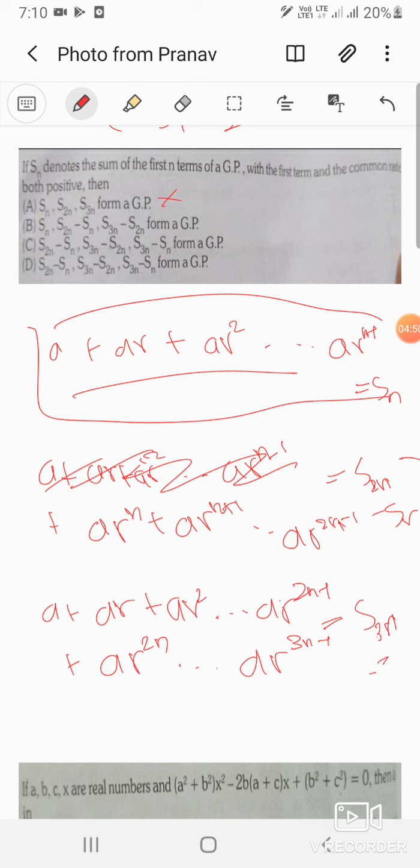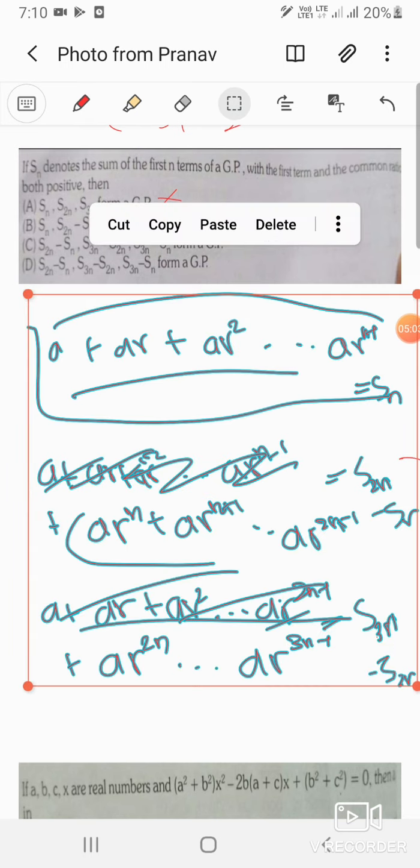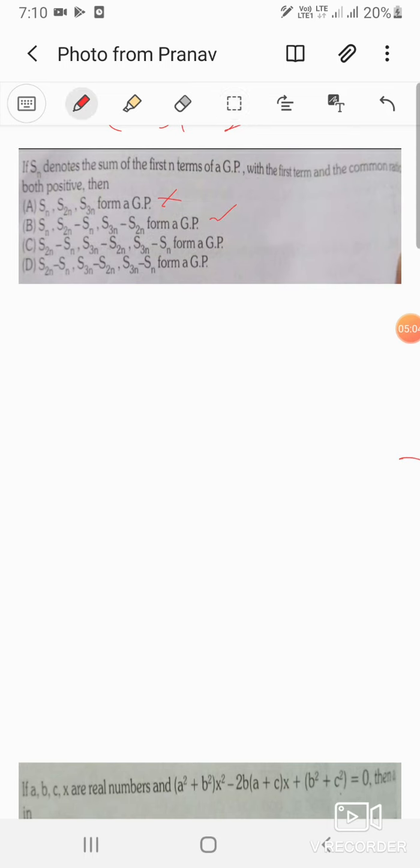And S3n minus S2n, that's going to take all these terms away, so you just have this thing but multiplied by r to the n once again. So yes, these two form a GP. All right. Okay, fine. The next is S2n minus Sn, S3n minus S2n, and S3n minus Sn form a GP.